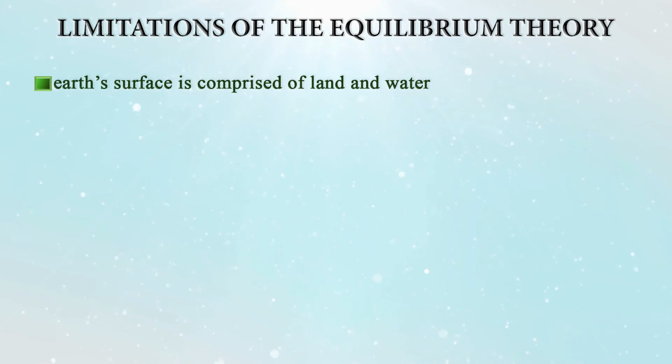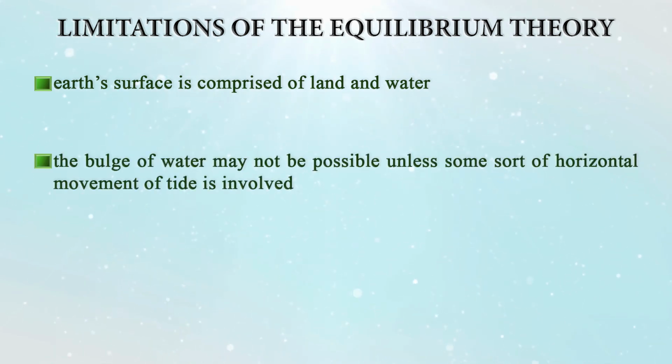Limitations of this theory: the earth's surface is comprised of land and water and is not homogeneous, that is, it does not have water throughout. The bulge of water may not be possible unless there is some horizontal movement of water, as the vertical rise of water will also involve horizontal movement of water. So, how do we explain that?